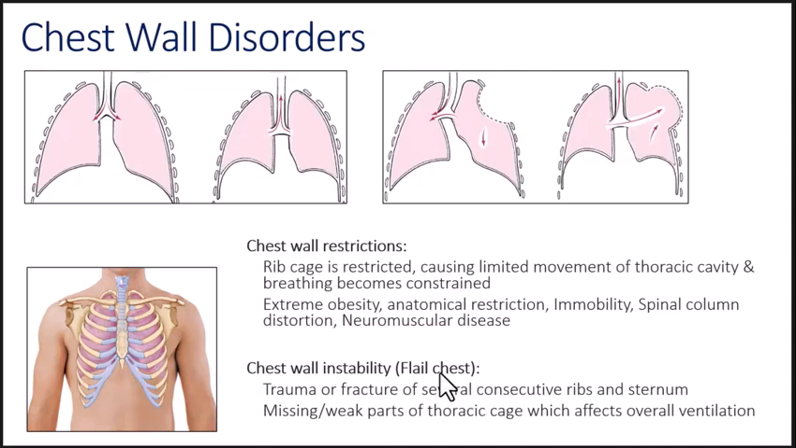Flail chest is a form of chest wall instability that ultimately is a chest wall restriction, and it results from the fracturing of several consecutive ribs, meaning, say, you might have rib 5, 6, 7, for example. And they can even fracture in more than one place, or you could have fracture of the sternum and several consecutive ribs. These multiple fractures end up resulting in instability of a portion of the chest wall, causing this paradoxical, almost really meaning just absurd movement of the chest with breathing.